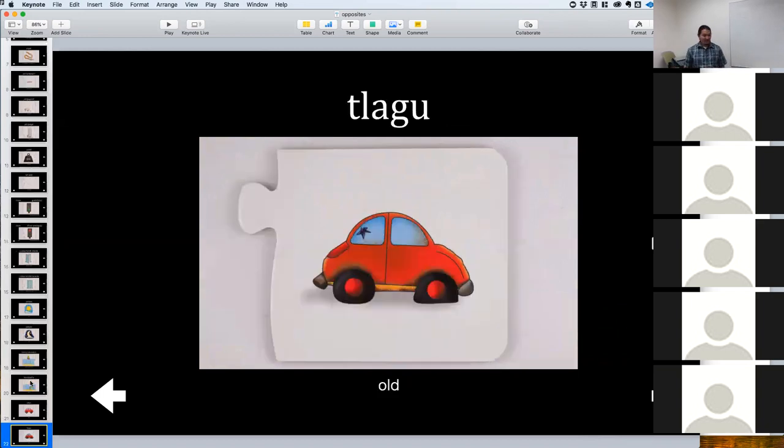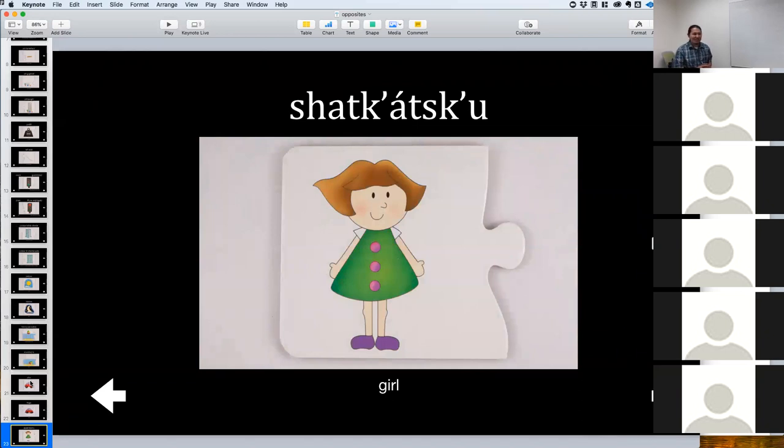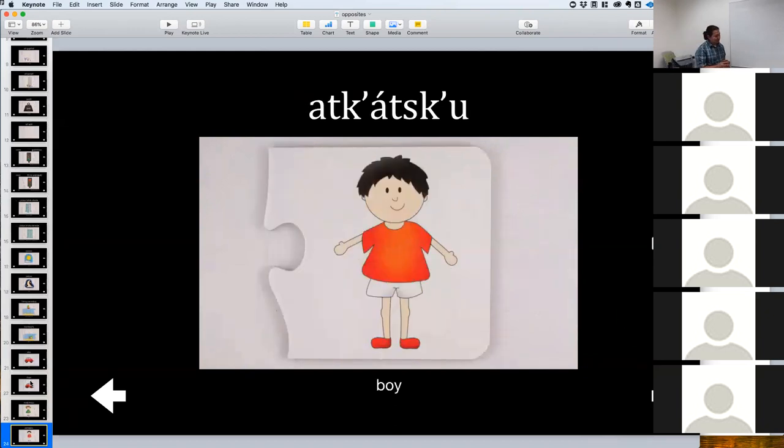Kaku. George really laughed at that one. He thought it was fun. Shetkatsku. Atkatsku. So there's a yeti, and that's the little child. Katsku is like adolescence. So that's the difference between those two.